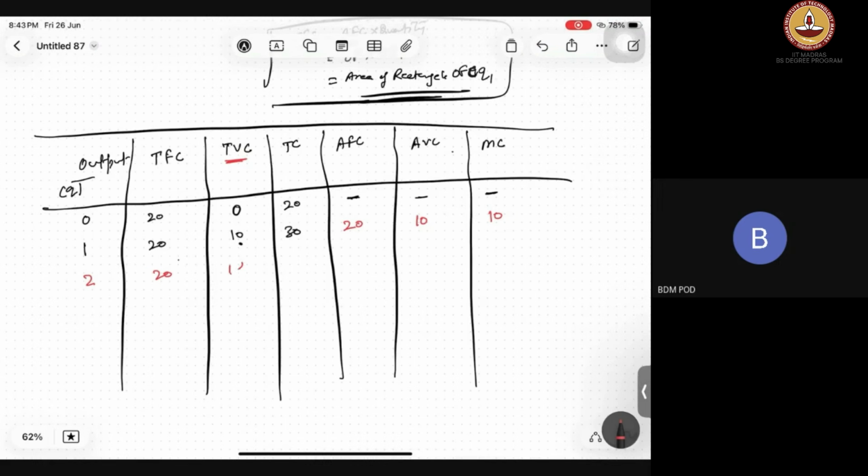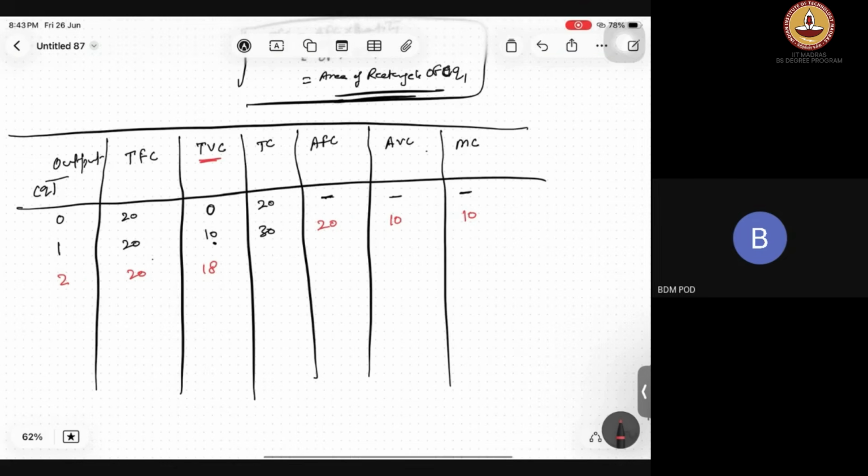How much is this? Suppose 18. We are getting a total variable cost of 18. Now, TC is how much? It is 38. Right? What is AFC now? 10. Correct, it's 10.